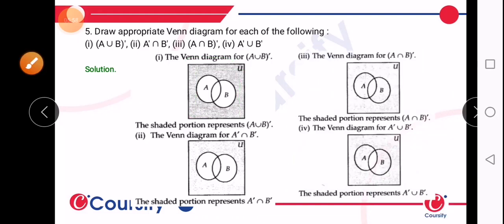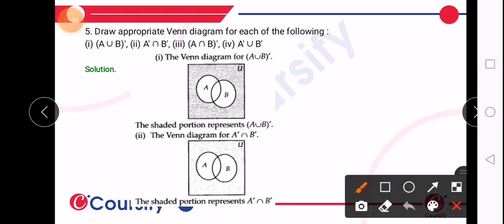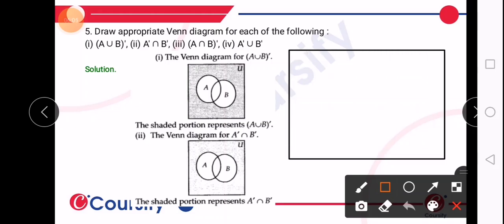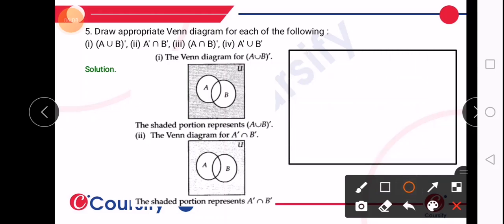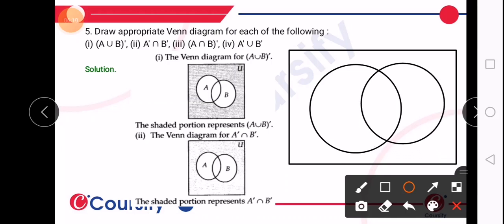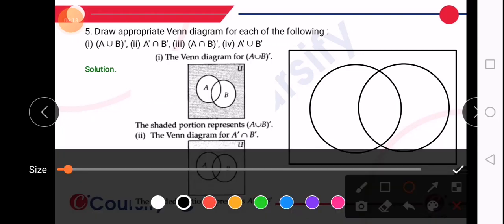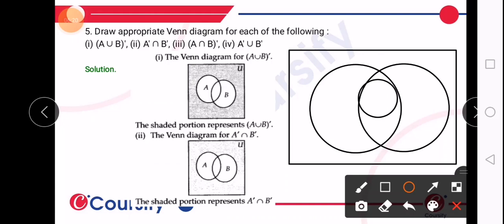Next, we have A intersection B, the whole complement, which means we have A and B, and now A intersection B complement, which means this portion is A intersection B.